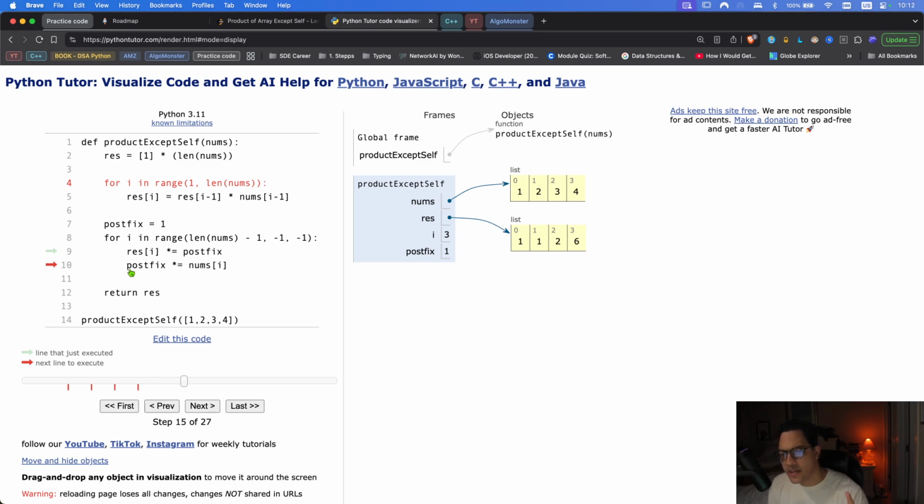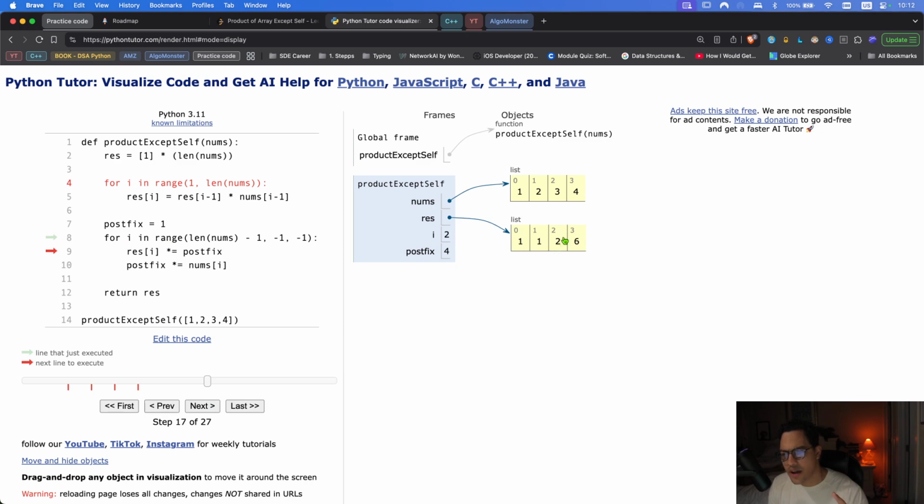Now see how we update the postfix, because we want to be able to store the running product up here, okay? And update it every time we go through the loop. So now if we multiply the postfix times the nums at that index 3, so see how nums at index 3 equals 4. So 1 times 4 is going to be equal 4, and postfix is going to become 4.